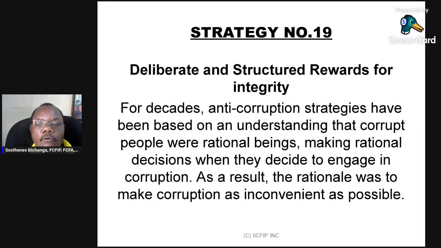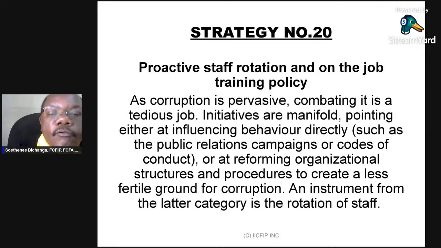That is the end of my discussion on strategy number 19, deliberate and structured rewards for integrity. I now move to strategy number 20, proactive staff rotation and on-the-job training.